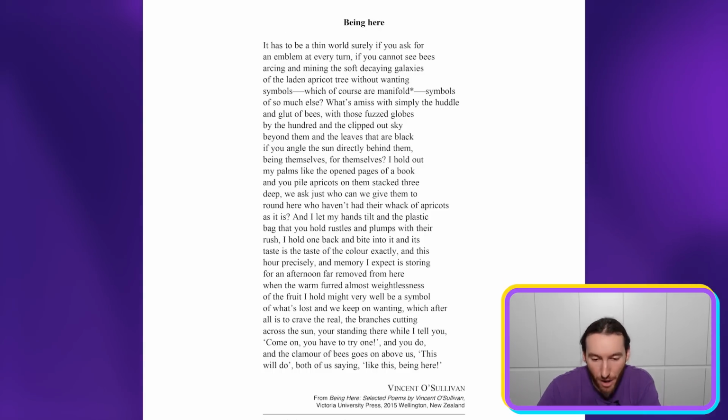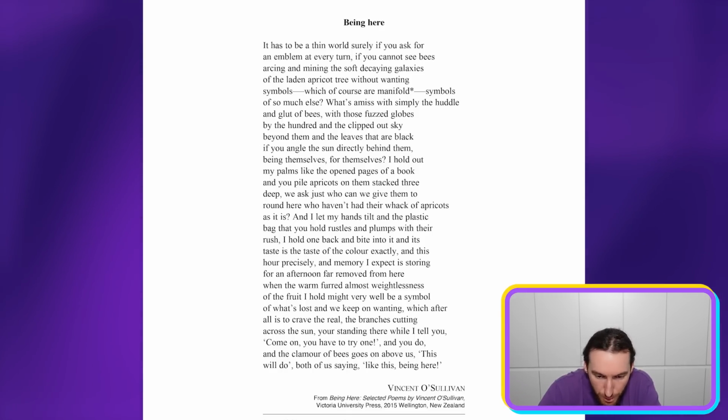Second technique and quote: "If you cannot see bees arcing a mine in the soft decaying that." Okay, so they're saying, hey, open your eyes. You can see the apricots and the beautiful bees and the rest of it. Now we've got this, what have we got here? We've got a few rhetorical questions.